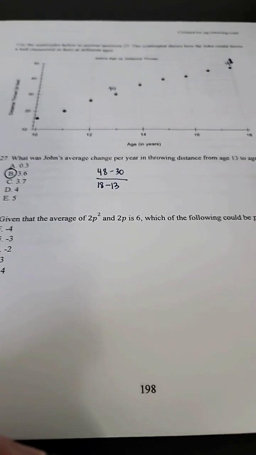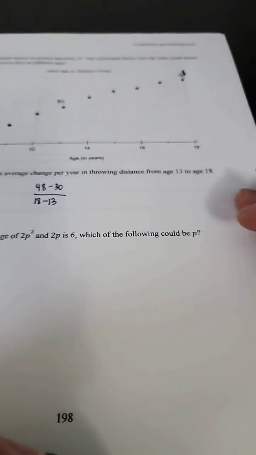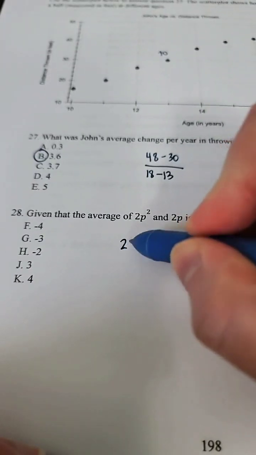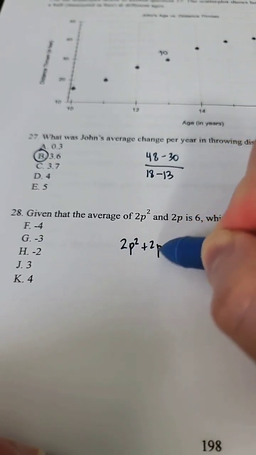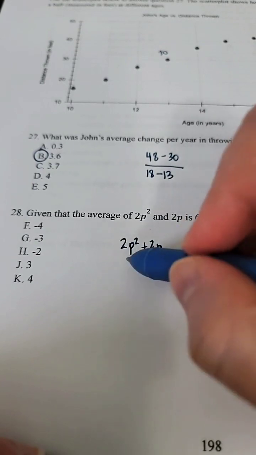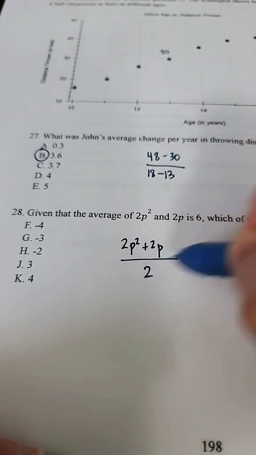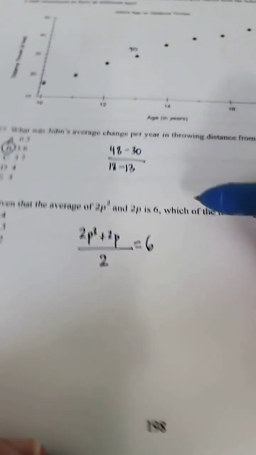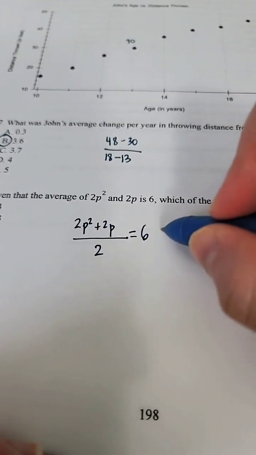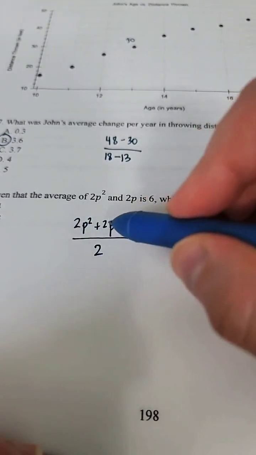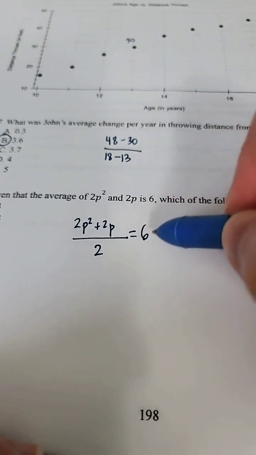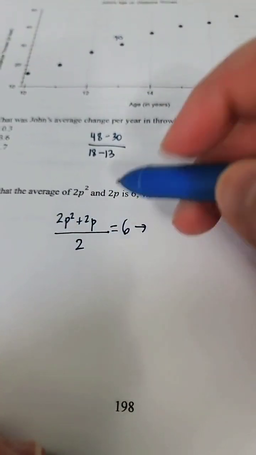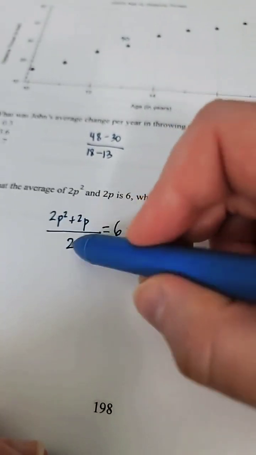Given that the average of 2p squared and 2p is 6, which of the following could be p? So remember, average is mean, so this is saying 2p squared plus 2p, because mean is just you add it up and divide by how many terms there are, which are 2, has to equal 6. So if we just divide this, you can also multiply each side and then divide if you want to, but I'm just going to divide right here because I see there's 2, 2, and 2.